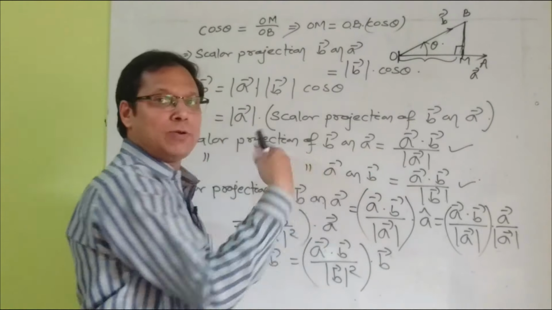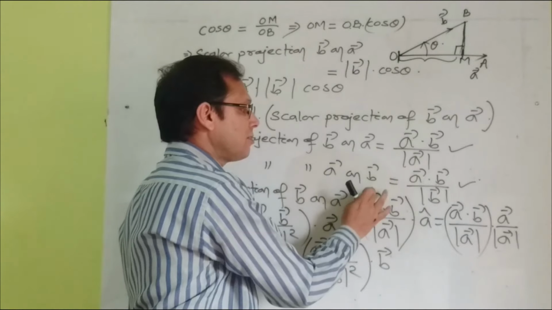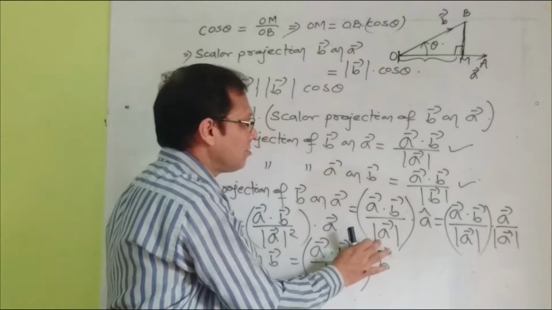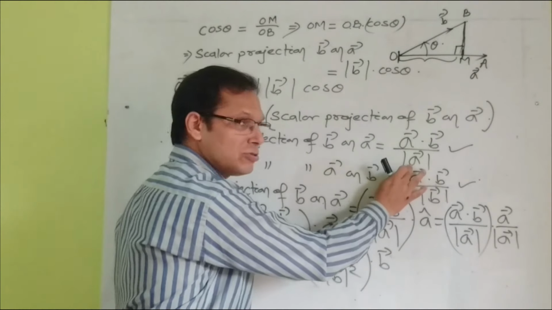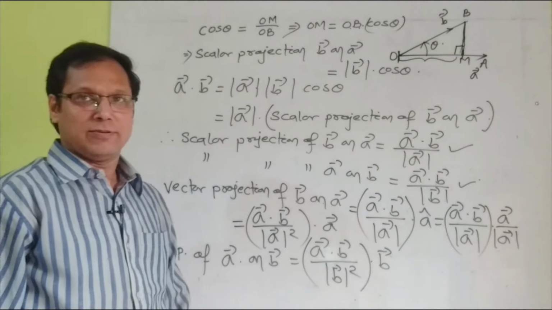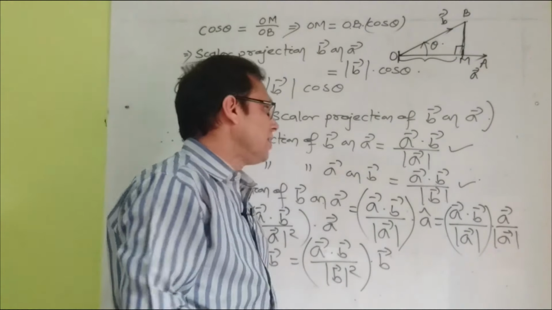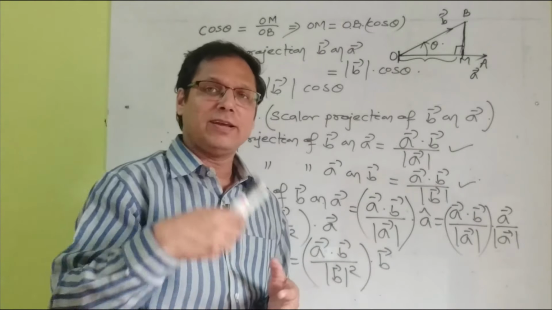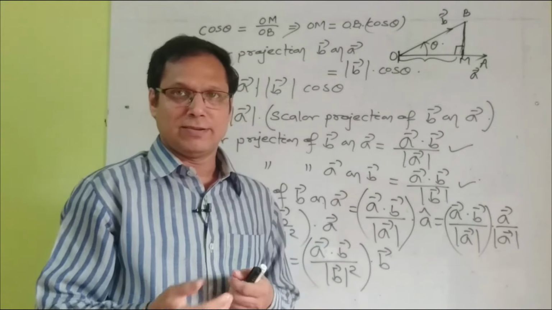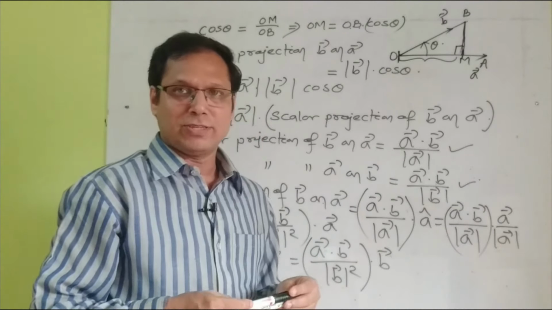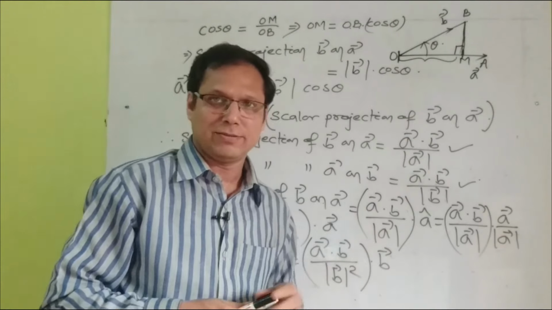On which one you have to find, that one should be at the denominator. On A means A vector magnitude should be at the denominator, and the numerator should be their dot product. This formula is very useful to find the scalar projection of any vector on the vector which is given. Now we'll take some problems related to scalar projection and vector projection. So make a note first.